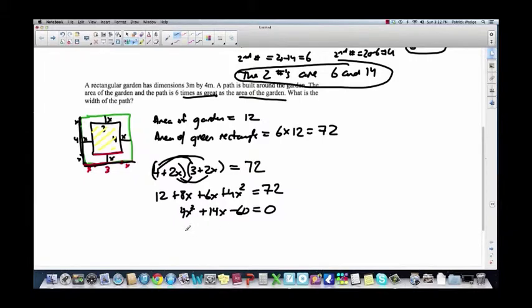Alright, we could factor out a 2. I'm going to try factoring again. You could use the quadratic formula, but I'm going to try factoring, so I'm going to factor out a 2 and get 2x squared plus 7x minus 30 equals 0.